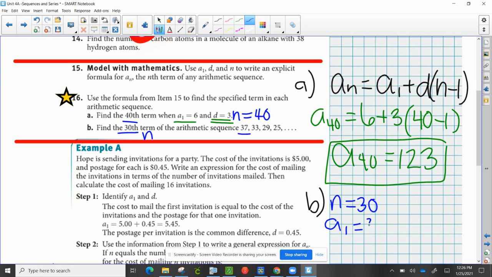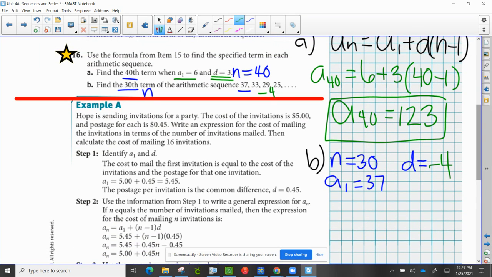So let's see, our first term, because we need A1, the first term is 37. That's the first number that's shown up there. So the only thing else we need for our formula is the difference. So in this problem, what is the difference? Meaning, what are we adding or subtracting by every time? Now, hopefully you notice that this is going down, so we are subtracting a number. So every time we're subtracting 4. So our difference here is negative 4, since it's subtracting by 4.